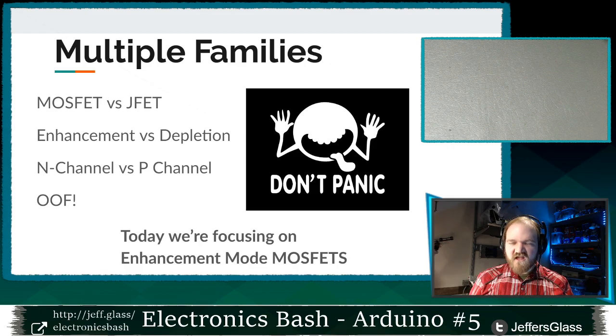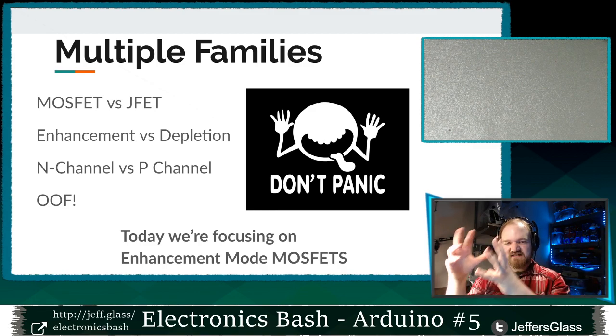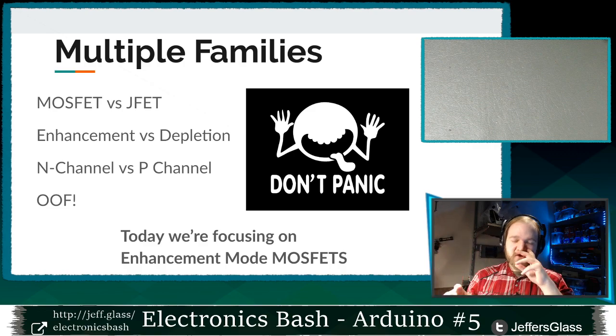So, as opposed to having sort of one dimension of splitting our family of bipolar transistors up between NPN and PNP, there are sort of three axes that we can split up FETs on. We have MOSFETs and JFETs, which are metal oxide semiconductor field effect transistors and junction field effect transistors, which just refers to some of the details of how the actual inner construction of the FETs are done.